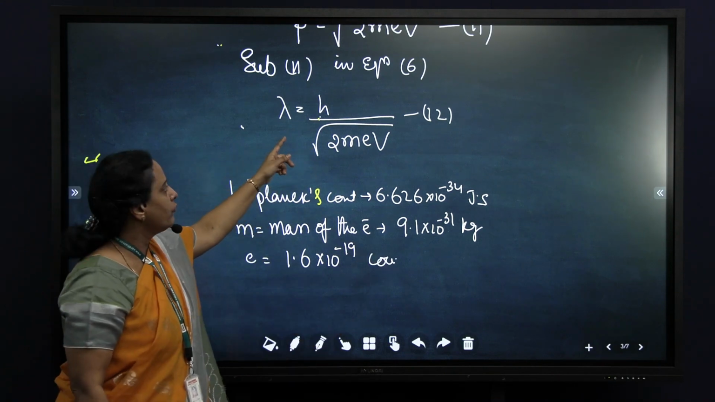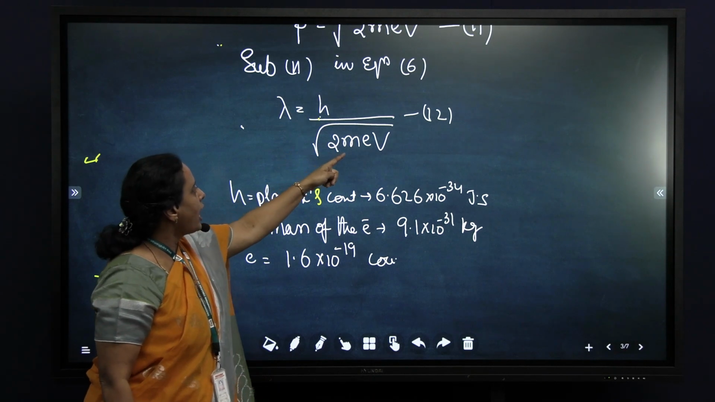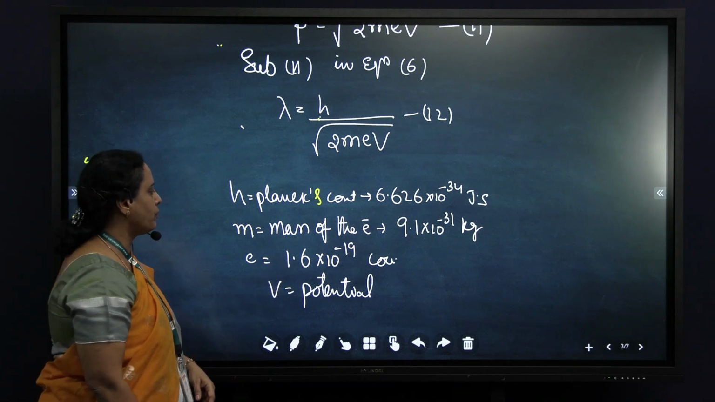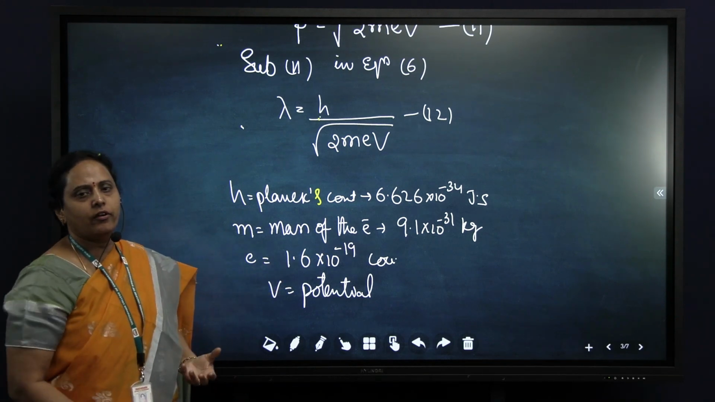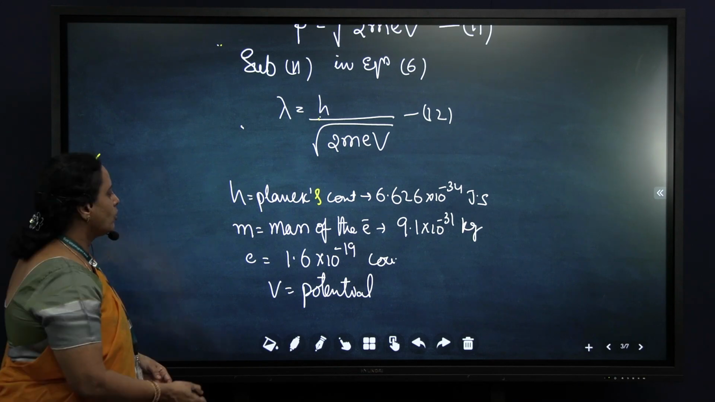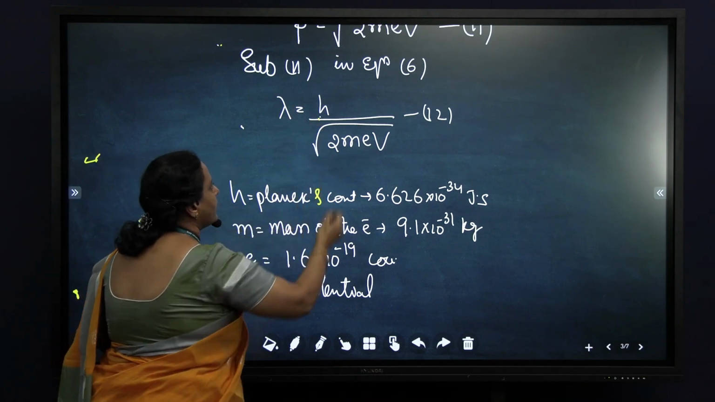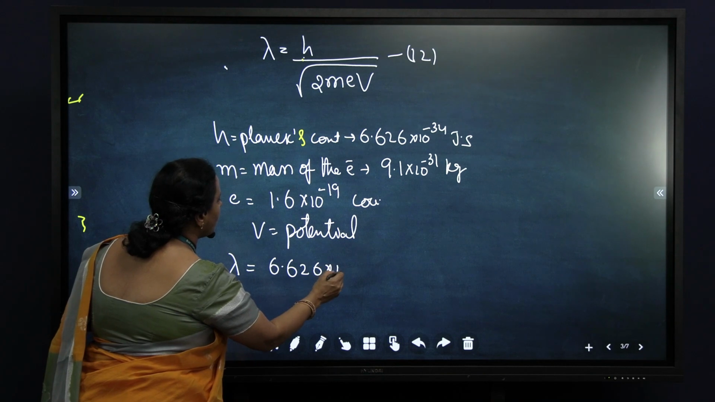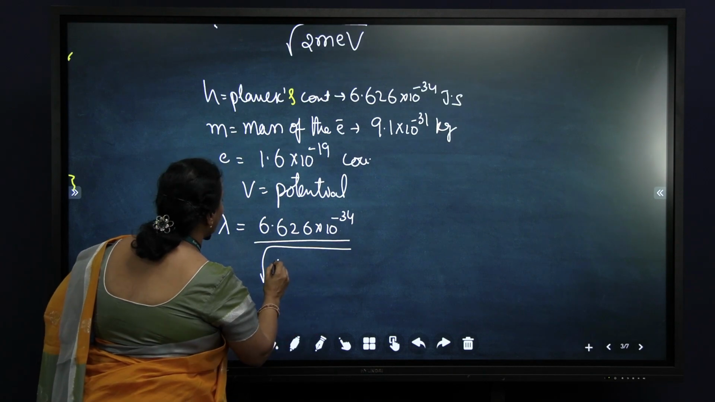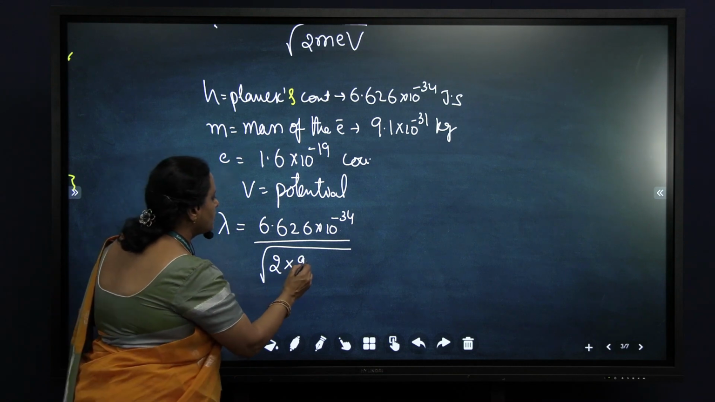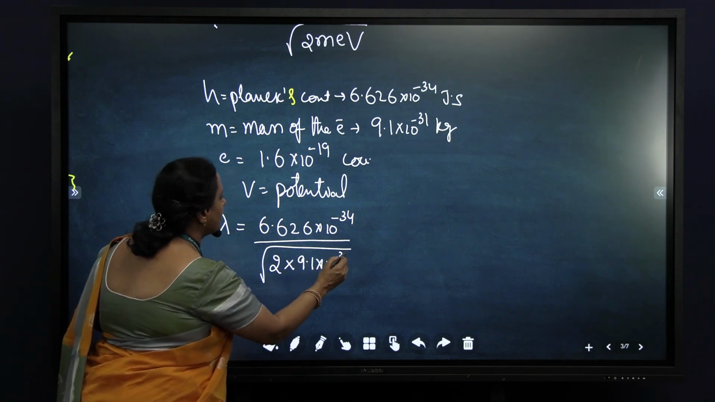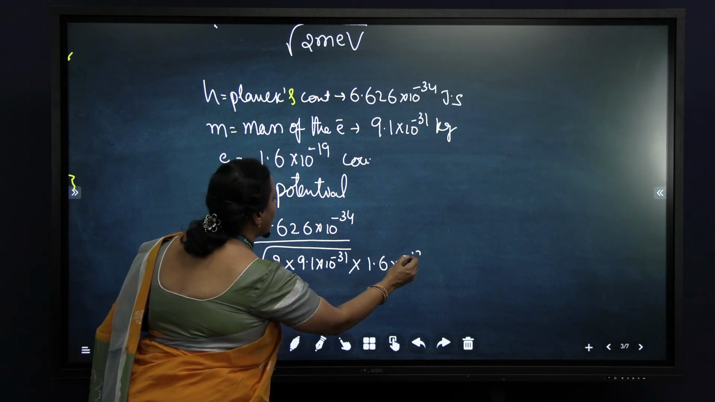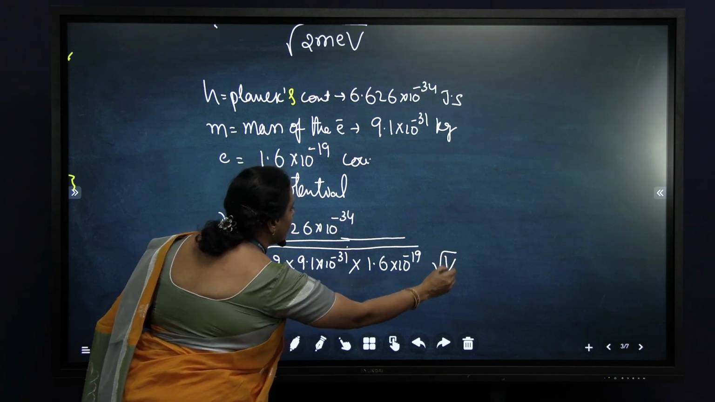So in equation 12 we know the value of h, m and e, and V is the potential, and I don't know the exact value of the potential, that is, with how much potential I am going to accelerate the electrons. So leaving this V, I can calculate all the values in equation 12. That is, lambda equals 6.626 into 10 power minus 34 by under root 2 into m value 9.1 into 10 power minus 31 into the charge of the electron 1.6 into 10 power minus 19, and root V is there. Just keep it aside.